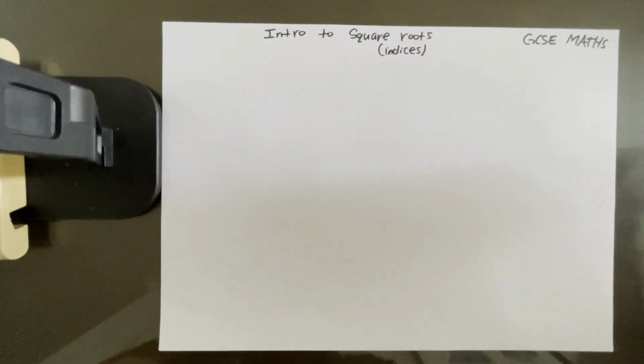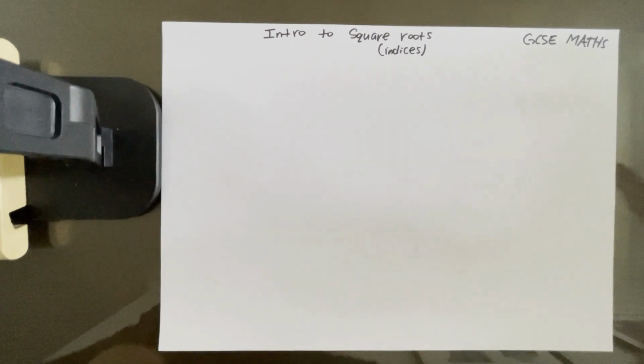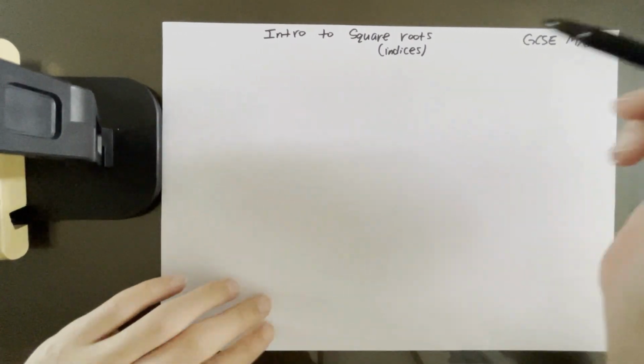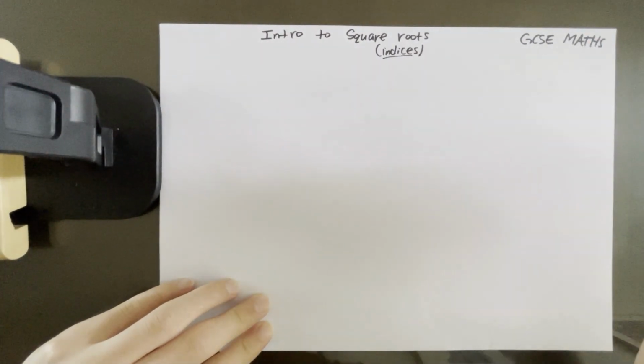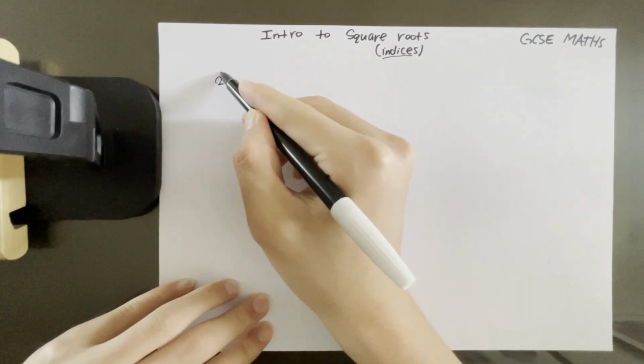Okay, let's take a quick look at square roots. What are they and how do you use them? Now before we look at square roots, we kind of need to know indices first. Now indices, it sounds like a tough word, right? It's really simple. It's just a number to the power of something.